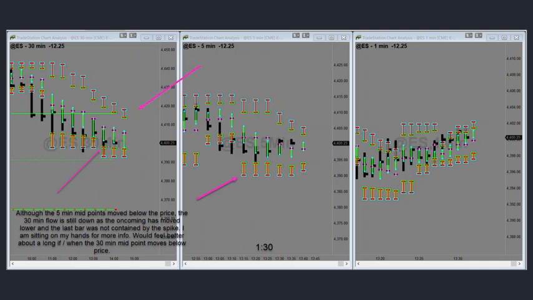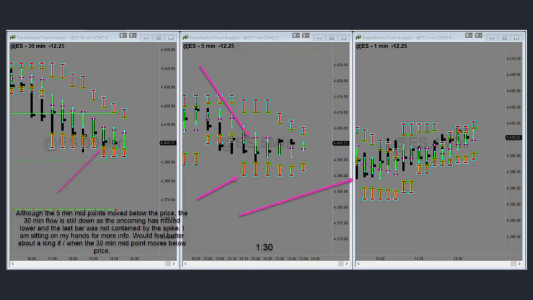Now we're at 1:30 and price had poked down here into the oncoming on the 30-minute, then recovered into the spike area. And this is where I would be out, covering in this area, because you can see that the 5-minute is starting to put in a wall. The 1-minute has been, and prices are starting to push back above the midpoint. So that's where I would cover.